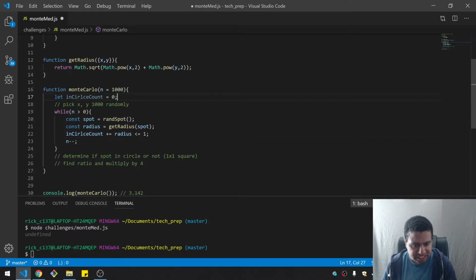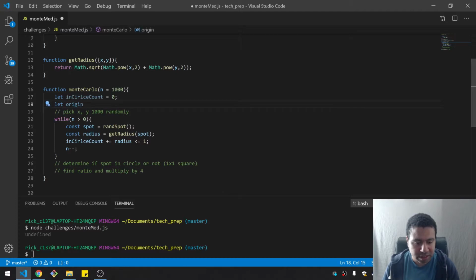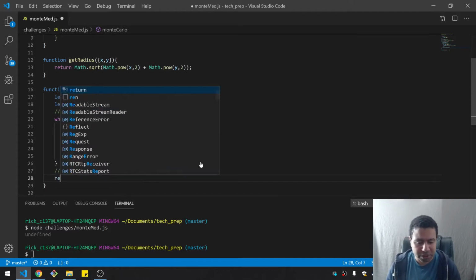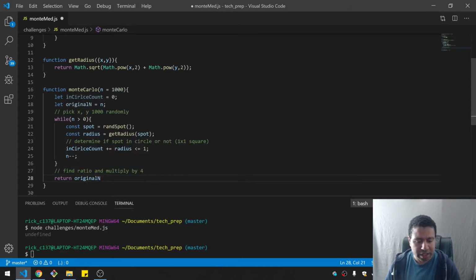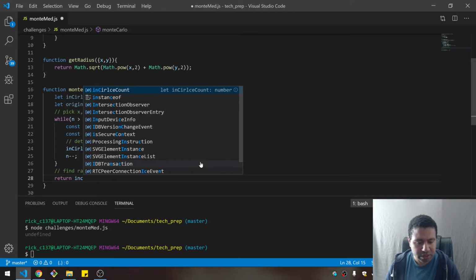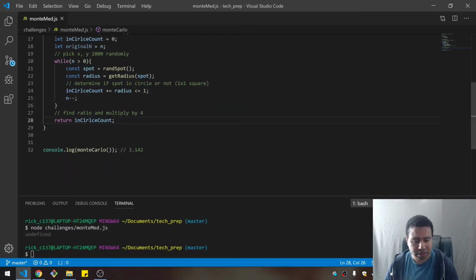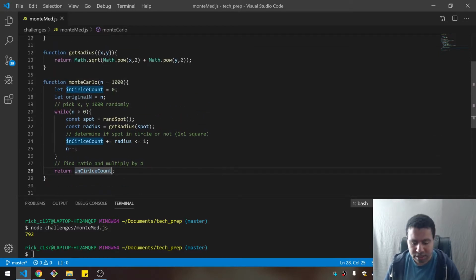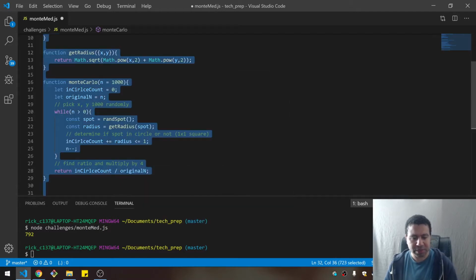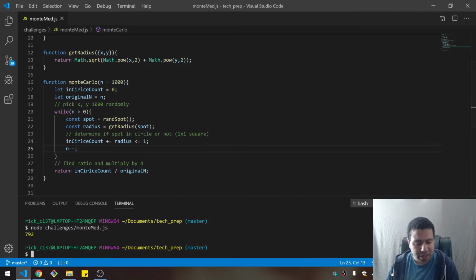And then, actually I need to keep track of my original number because I'm using it. Original n equals n. You need to find the ratio. So let me just return the in circle count over the original number. Let's see what that looks like here. Let's see if it's just working at all. Okay, 792. So 792 out of how many, divided by original? Okay, because we're reducing n to 0. It's 0.79, more or less, 0.797. Okay.